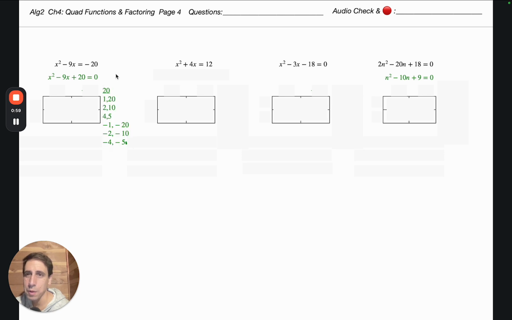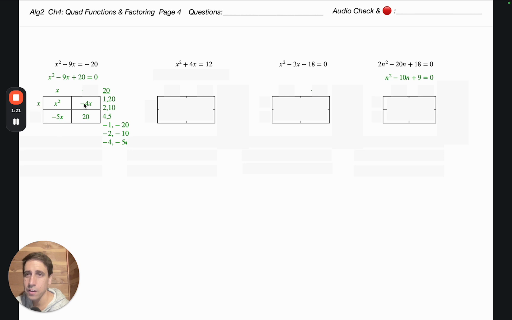These numbers multiply up to 20. And only the bottom one, the very last one that I found, also happens to add up to -9. We split them up like this because -4, -5, -4x, -5x. That's how we'll split up that middle term. Now that we have 4 terms, we can find GCFs to factor.